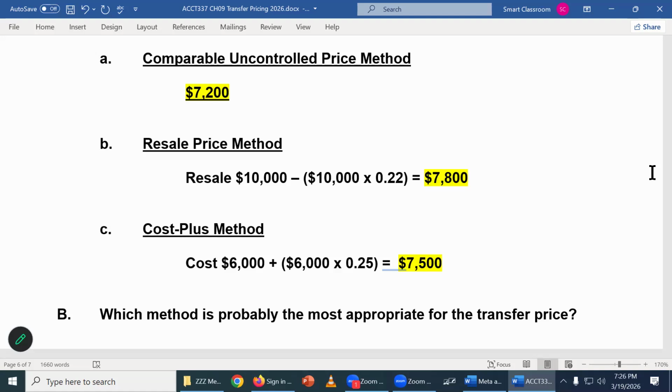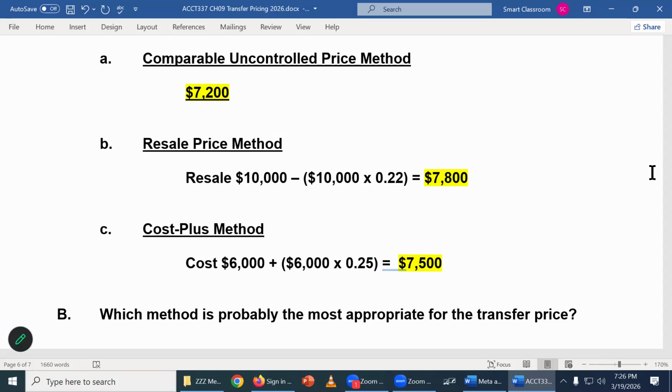The resale method, I probably wouldn't put as much stock in that, because why? It's showing a cost of 7,800. They're actually selling it to them for 7,200. So that probably means there's other engines mixed into that, the typical markup probably includes engines other than the ones that we're selling. Because the uncontrolled price we're selling it to them, the other ones are 7,200. I would say probably a comparable uncontrolled method.